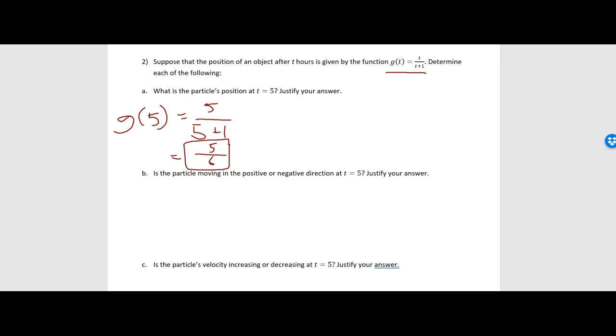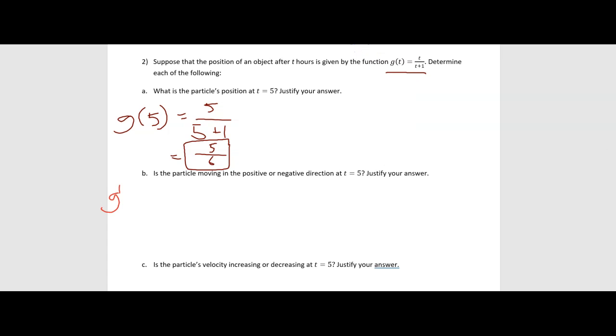B, is the particle moving in the positive or negative direction at t equals 5? Justify your answer. So we have to think, do I need to look at the original function? If I substitute in a value in my original function, that's going to give me the position. But it's not going to tell me whether the particle is moving, you could think of it as forward or backwards or left or right. Here they say positive or negative. So position doesn't tell me which way the particle is moving. I have to look at my velocity for that. And velocity, we know, is the derivative of the position function.